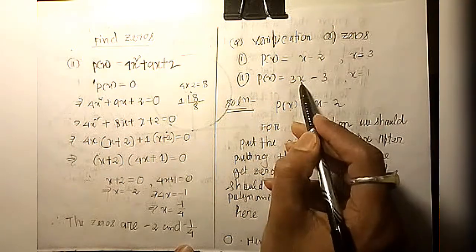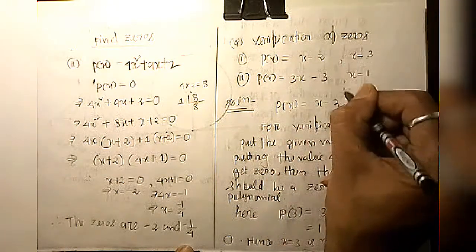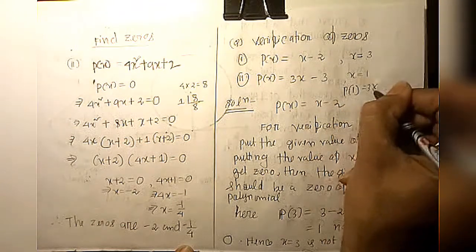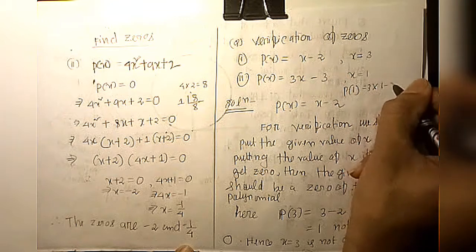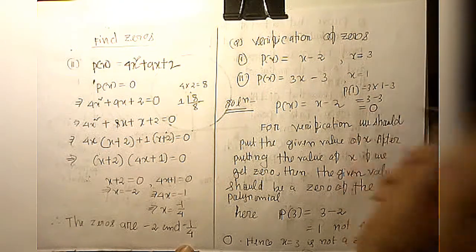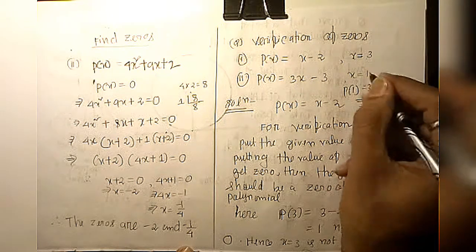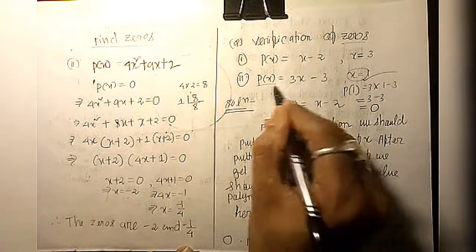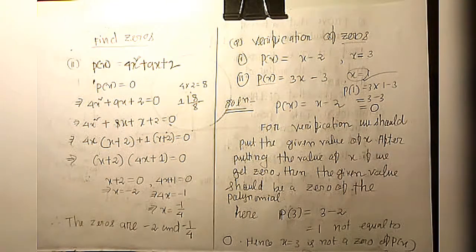Exactly in the Roman number 2 also, P(x) is 3x minus 3. So put the value x equals 1 in the given polynomial. So 3 into 1 minus 3, so 3 minus 3 equals 0. So here we have seen when we put the value x equals 1 in the given polynomial, we get 0. That means x equals 1 is the zero.